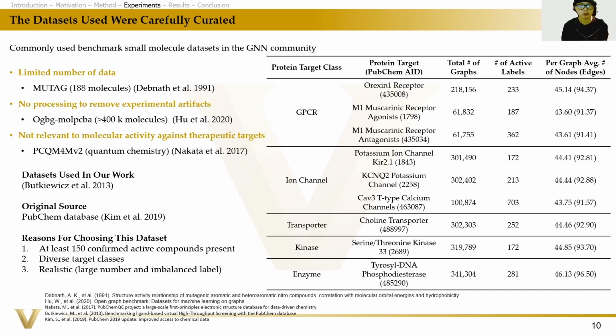So here I propose to use a different dataset which originates from the PubChem dataset. Those datasets are identified by the PubChem AID as shown here. And the reason for choosing this dataset can be seen as follows. First, it has at least 150 confirmed active compounds, so it's a well-curated dataset. Secondly, it has diverse target classes. And finally, it's also realistic because it has a large number of compounds and also a very imbalanced label.